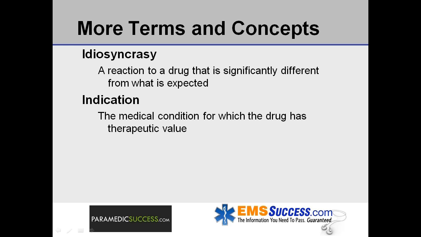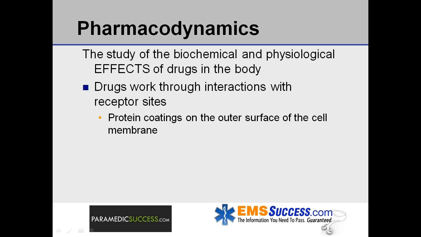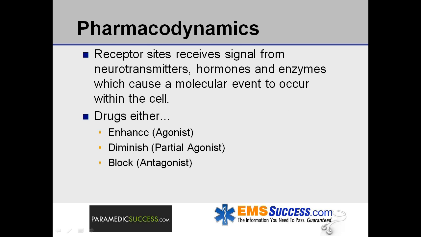Indication refers to the medical condition for which the drug has therapeutic value. Pharmacodynamics. Pharmacodynamics is the study of biochemical and physiological effects of drugs in the body. Most drugs work through interactions with receptor sites, which are protein coatings found on the outer surface of the cell membrane. These receptor sites receive a signal from the body's chemicals, such as neurotransmitters, hormones, and enzymes, which cause a molecular event to occur within that cell.